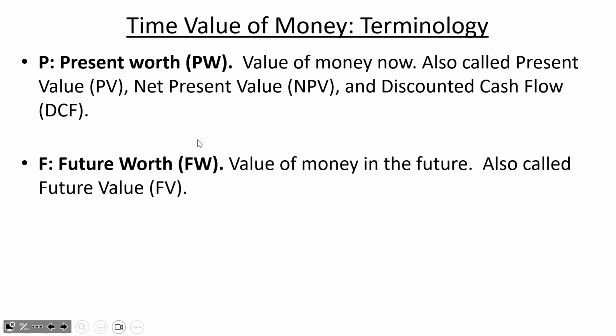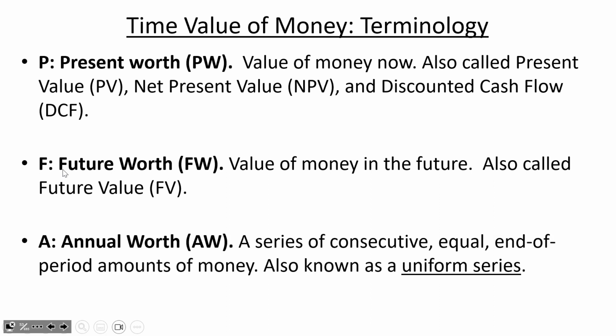But money sometime in the future we label as an F if it's a single point amount. So it's not a recurring same amount every year kind of a cash flow. Whereas if it is a series of arrows that are the same height, which represent continuously the same amount year after year with no gaps, then that's referred to as a uniform series or an annual series, annual worth. Those are consecutive, equal, end-of-period amounts.